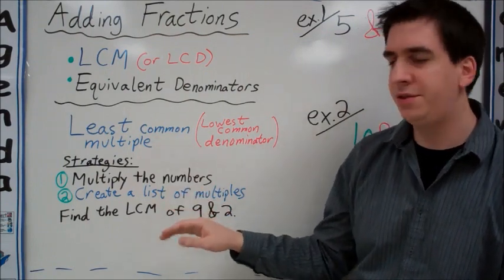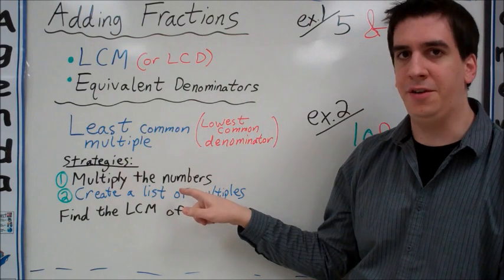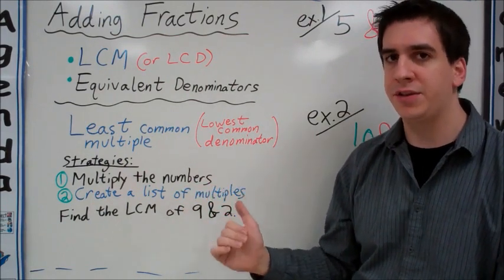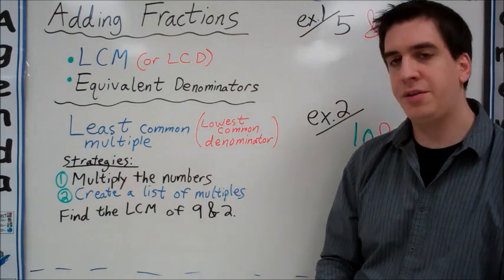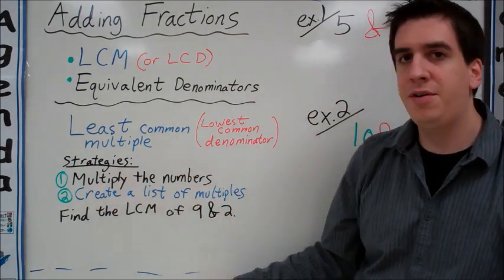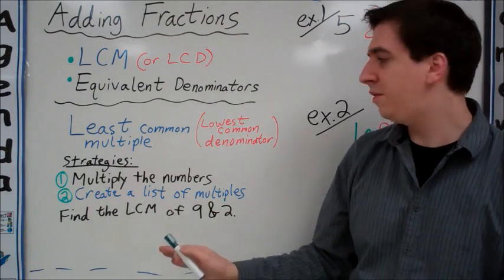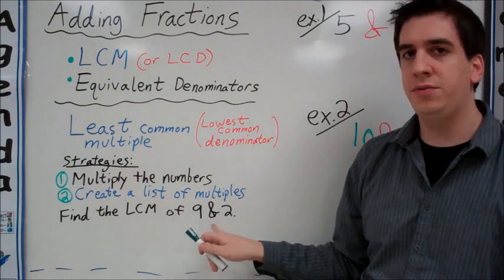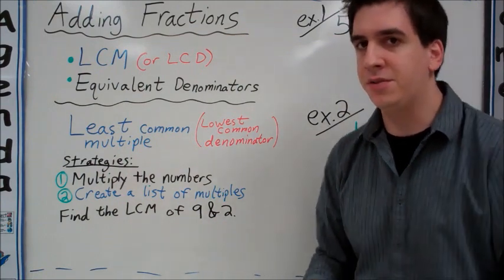Some strategies that students use, one is to multiply the numbers together. That will give you a common denominator, but the problem is it may not be the lowest common denominator. The strategy that we're going to focus on is creating a list of numbers. If I want to find the lowest common denominator or the least common multiple of 9 and 2, I'm going to make a list of multiples.